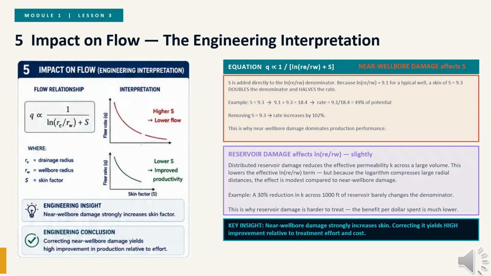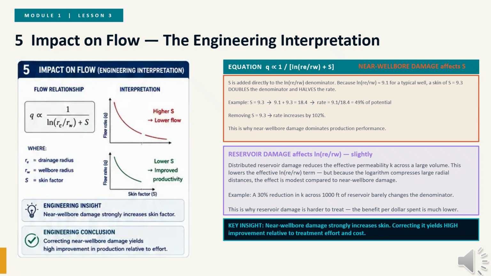Now connect this to the equation. Skin sits directly in the denominator. That means its impact is immediate and strong. Take a typical case. Base value is around 9. Add skin of 9. You double the denominator. Production drops by half. All from a few feet of damage.